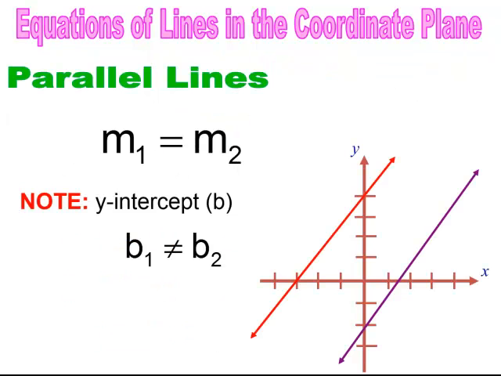So now when we're talking about parallel lines, parallel lines have the same slope, but their intercepts are different, because if their intercepts aren't different, then we have the same equation. So for parallel lines, the coefficient of x is the same, but the constants are different.